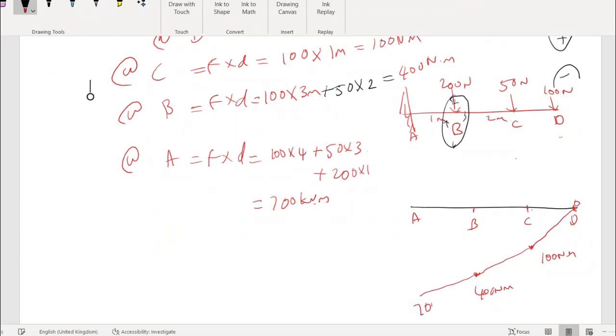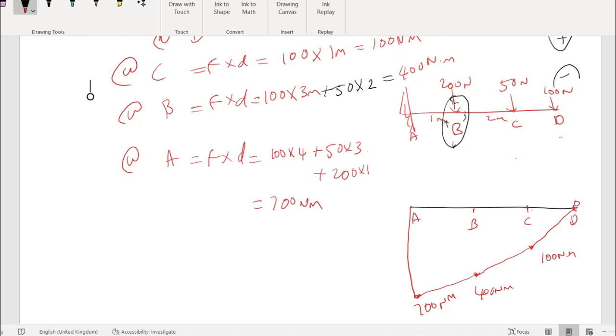What is the value here? 700 Newton, kilonewton or Newton? I keep changing the value. It's Newton meter. Okay, 700 Newton meter at this point remains here.